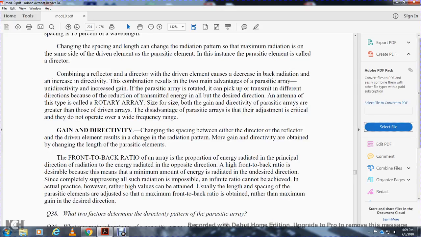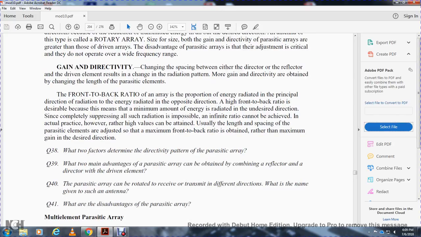Alright, gaining directivity. Changing the spacing between either the director or reflector and the driven element changes the radiation pattern, with more gain and directivity obtained by changing the length of the parasitic elements.